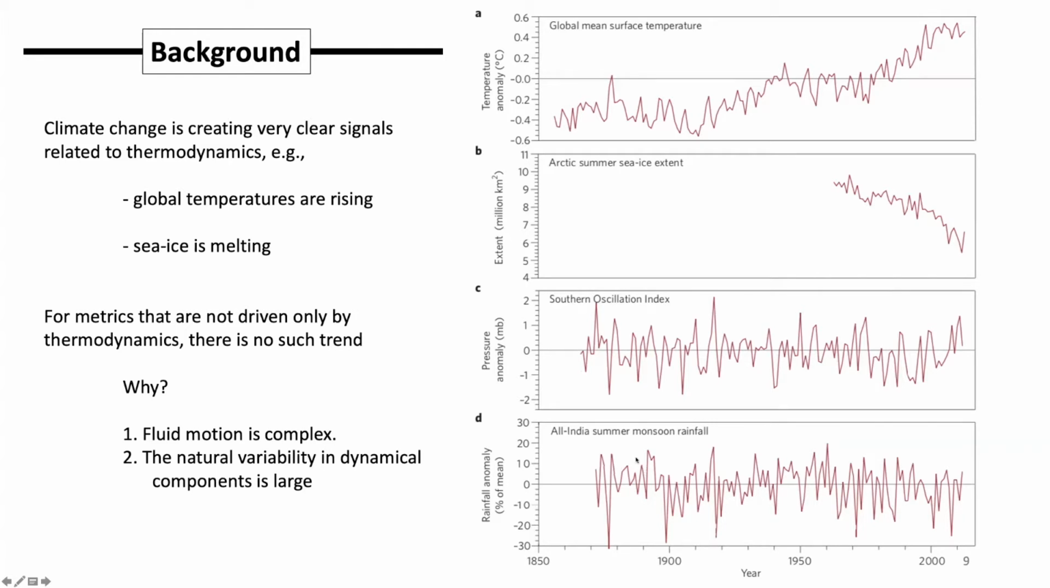Similarly, we could take all of the precipitation that falls on India during the monsoon season. And again, we have a really nice long record of this, and there's not a clear trend. And so the question is why? And it's nice that we're all here talking about fluid dynamics, so I can just say, well, fluids are complicated, and so the dynamics are complicated. And the other big point is that the natural variability, so factors other than anthropogenic climate change, can lead to big swings in these. And so we have a signal-to-noise issue here, where the signal is small as compared to the noise, which is the natural variability.